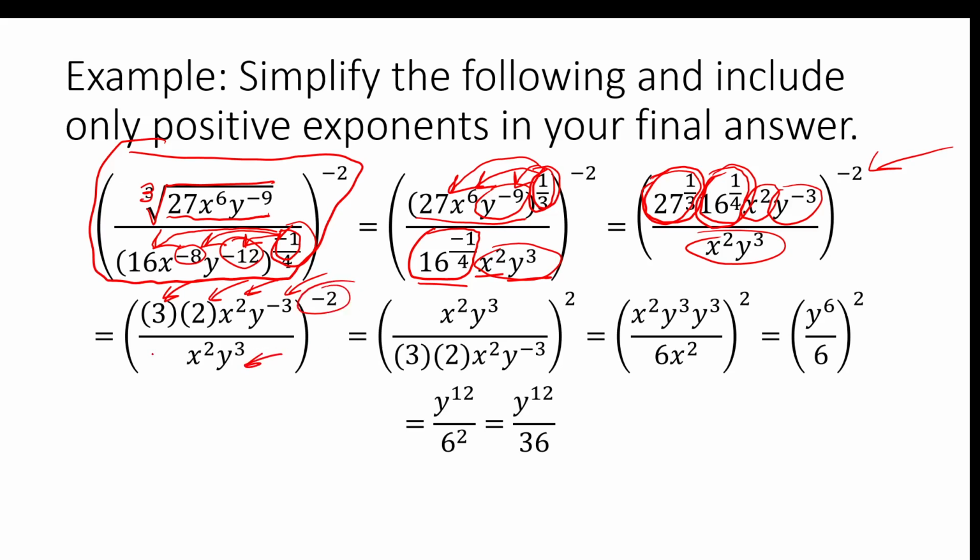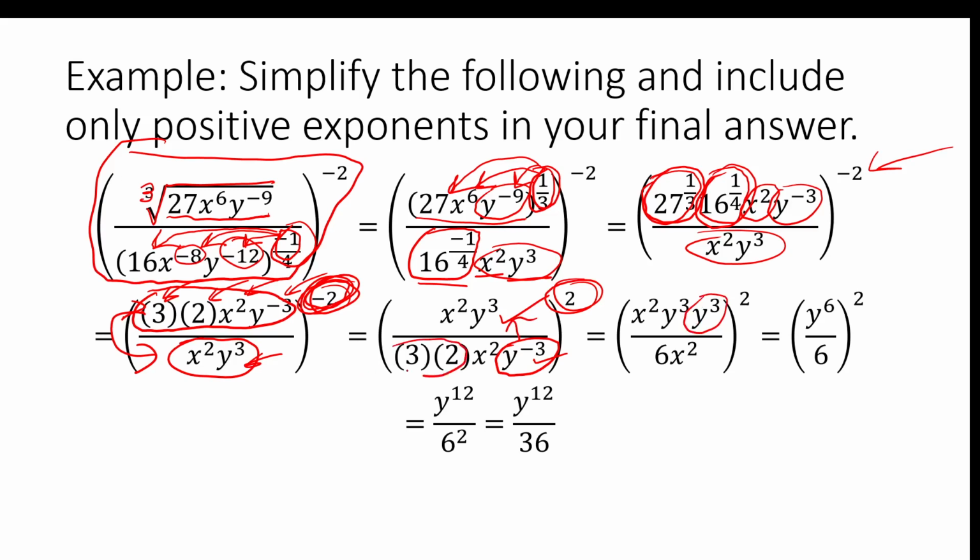Now, what you can do, if you have an exponent of -2, is make the exponent +2, but just switch the numerators and denominators. So instead of the denominator being x squared y cubed, now the numerator is. And instead of the numerator being 3 times 2 times x squared times y to the -3, now the denominator is. Okay? Now, in the next step, we see this y to the -3. It's a factor down below. Let's make it a factor of y to the +3 upstairs. And that's all that happened there.